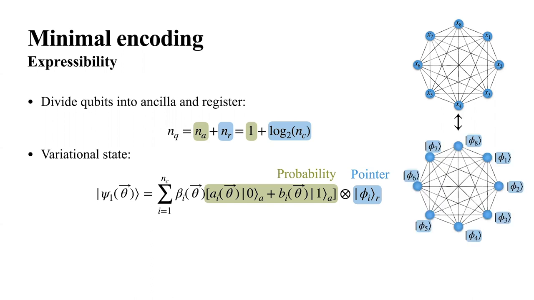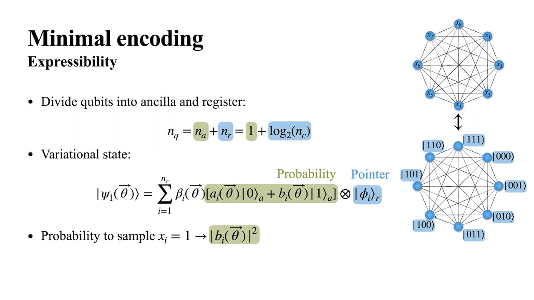The idea is that we're going to map not the whole graph on a basis state, but each classical variable on a basis state of my register. For example, here I would need three qubits to map these eight classical variables. So my basis state 000 could map on this classical variable, 001 this one, and so on. So my register basis states would be attached to a single classical variable in this case. And the state of the ancilla in my quantum state tells me the probability for this classical variable to be either 0 or 1.